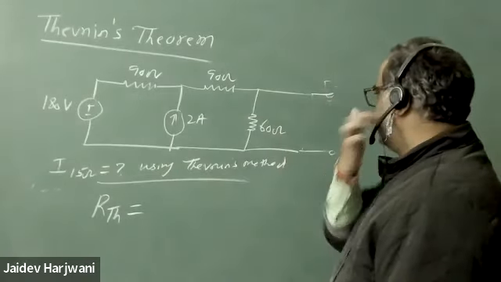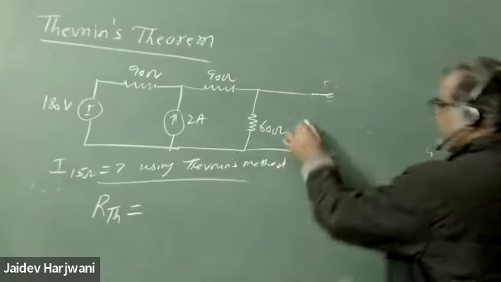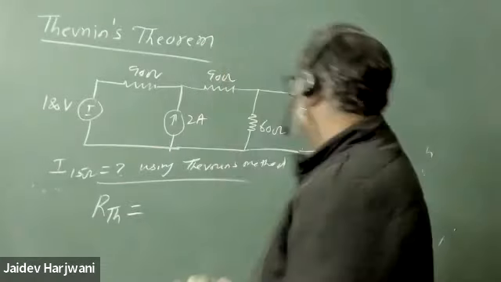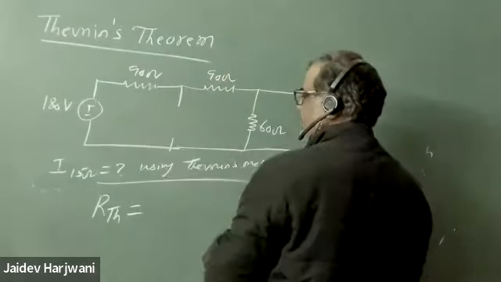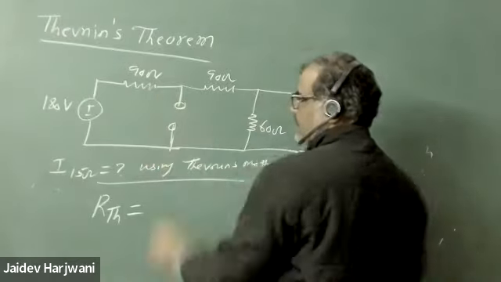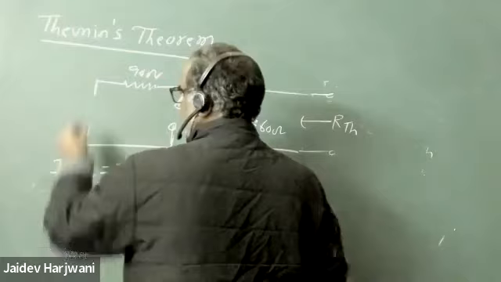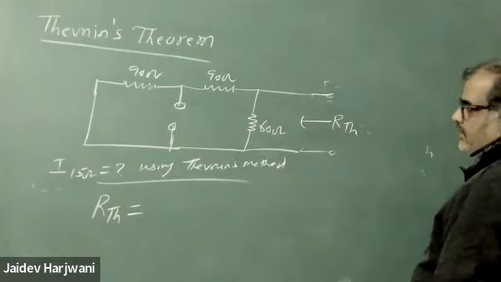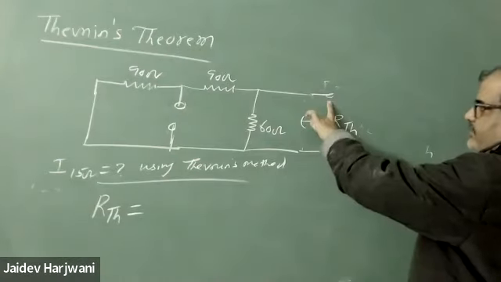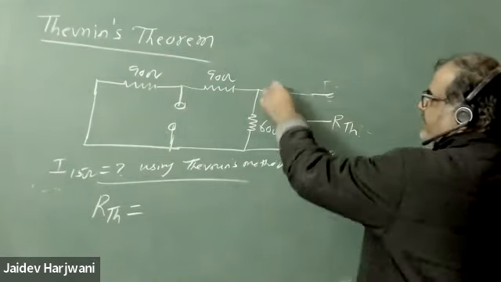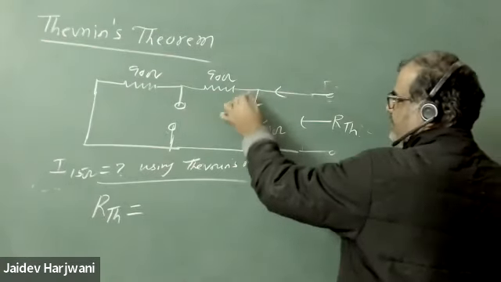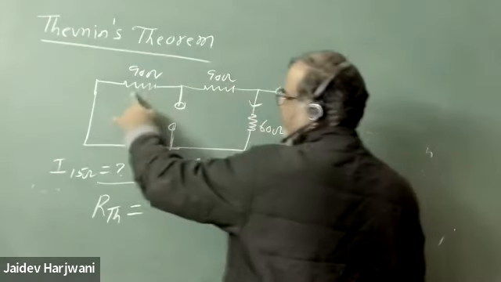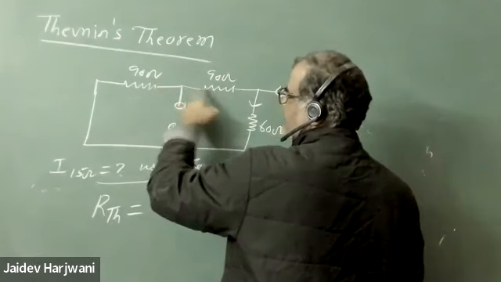Now in order to measure RThevenin, deactivate all the sources. Deactivation means the current source will be open and the voltage source will be short. Now you have to find the equivalent resistance between the two terminals. Suppose the current I is coming and I1 will go here, I2 will go here, and the same current will flow here. That means these two resistors are in series.